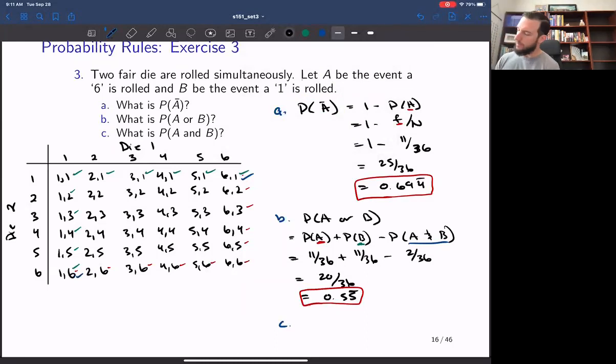Okay, and then the last part is asking what is the probability of the intersection? Okay, so we actually worked this out above. This is 2 over 36, which is 1/18, which is 0.05 repeating.